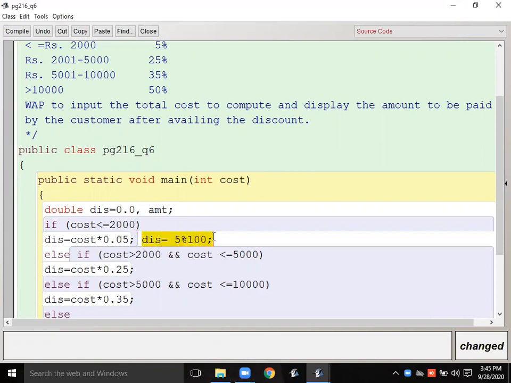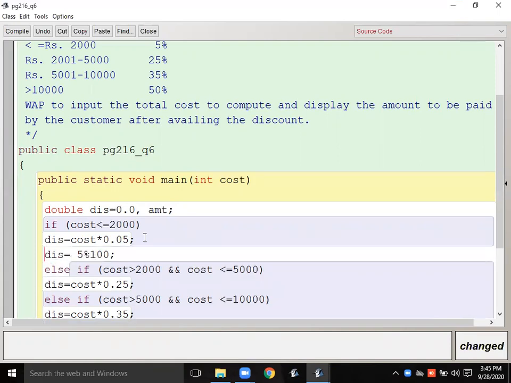And here also some students are writing System.out.println discount equals to this, or they are just giving that discount is 5%. Okay, it's okay if you are displaying the message that discount is 5%, but give the calculation of that discount also. Okay, that is also correct. If you are displaying, then after that you have to display the discount also. See what you can do in this case.